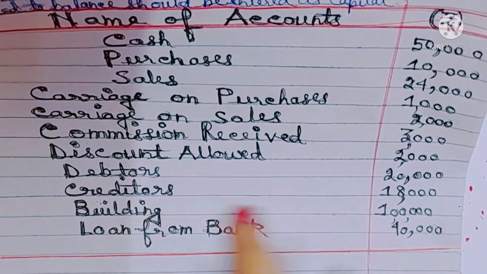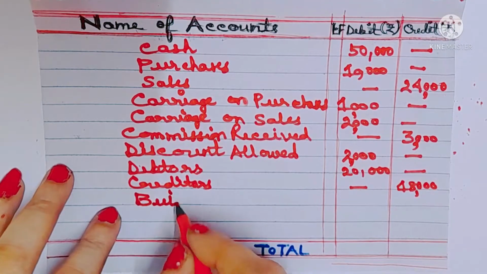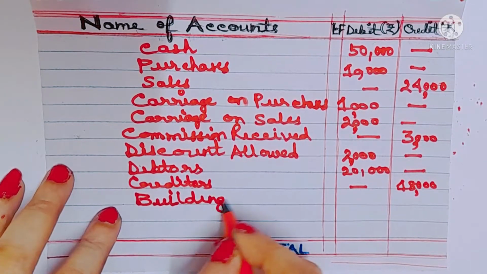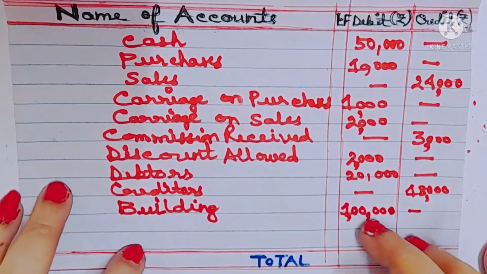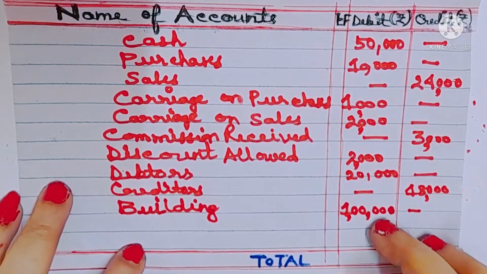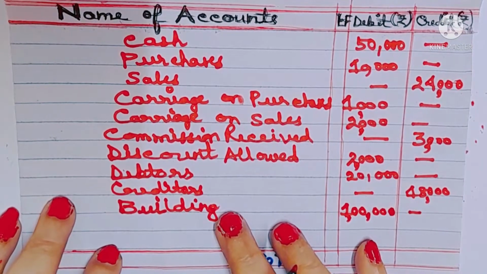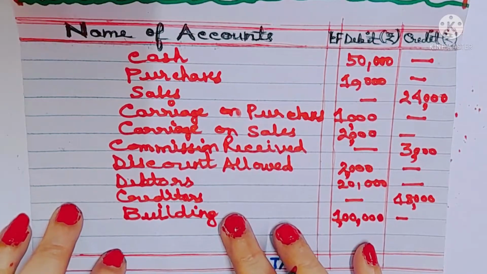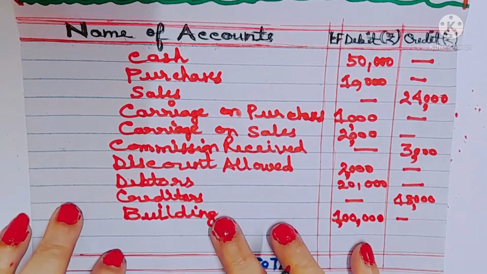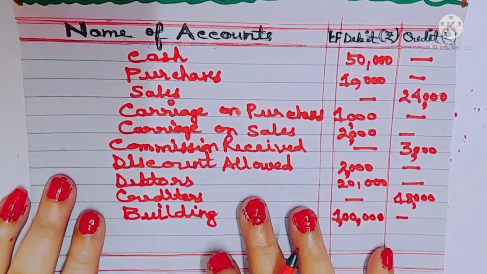The next account is building, 1 lakh. Let's write. Building is a debit balance because building is an asset. That is the reason we have written 1 lakh in the debit column. Why is building a debit balance? Because building is an asset and it falls under real account. According to real account, what comes in is debited. When the business purchases an asset, the asset comes into the business. So building account will be debited since building is an asset. Okay, so let's see the last account.